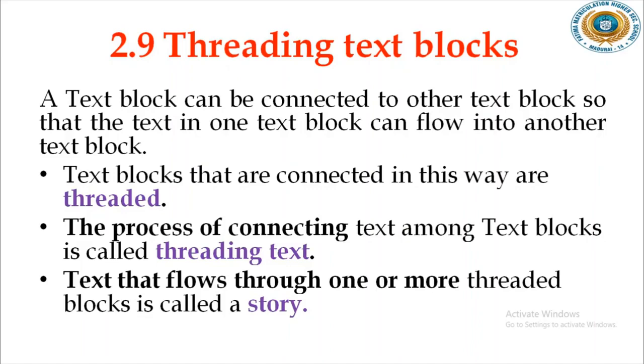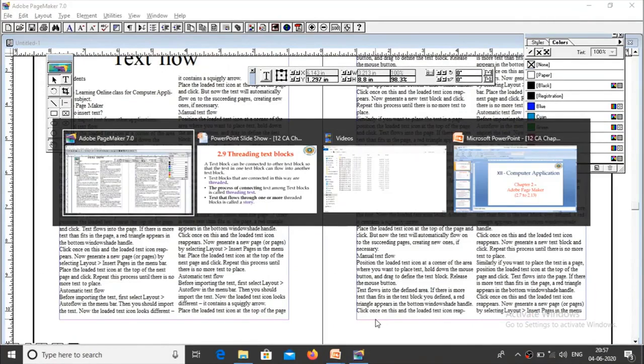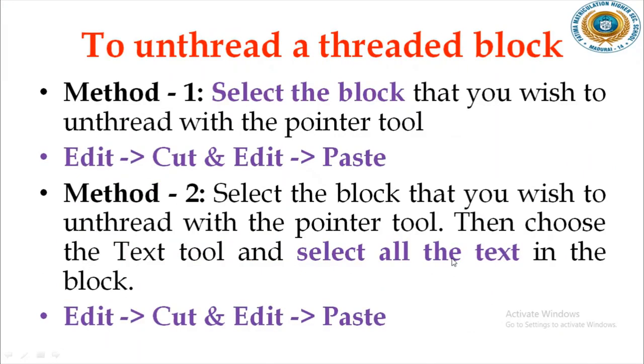So we can place our text block anywhere in the document. We can take the content of the first page to the last page and continue it there. When we do that, whenever we increase or decrease a text block, it automatically affects the connected text block. That is the biggest advantage of PageMaker. Okay, I understand. Right.